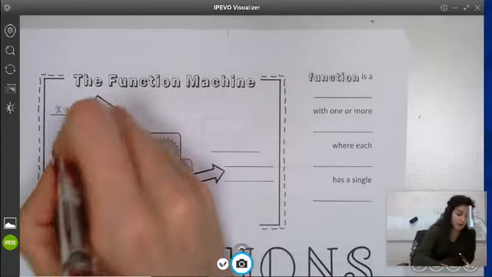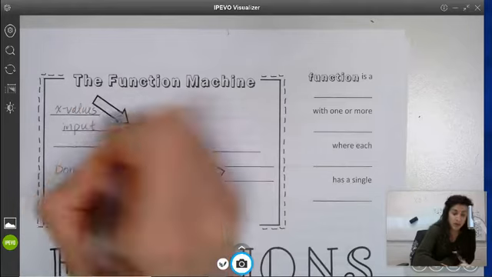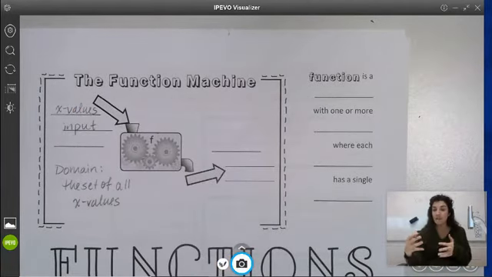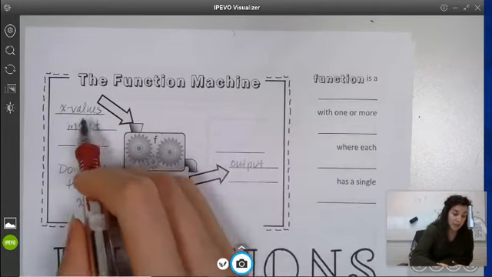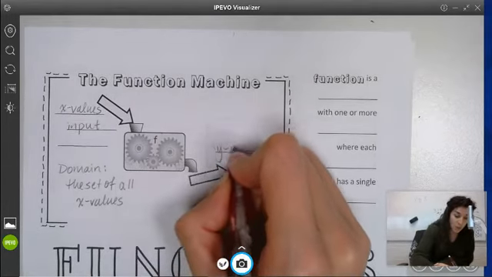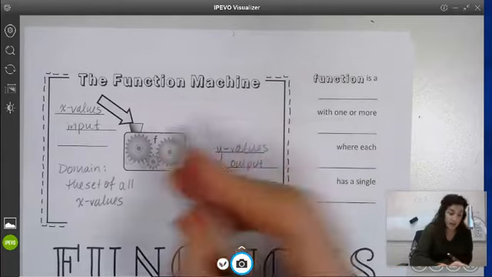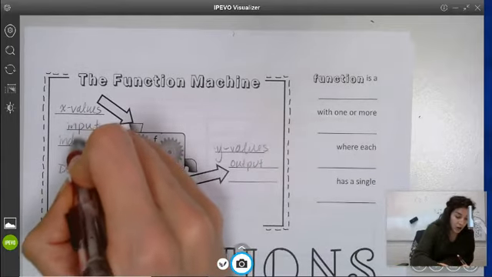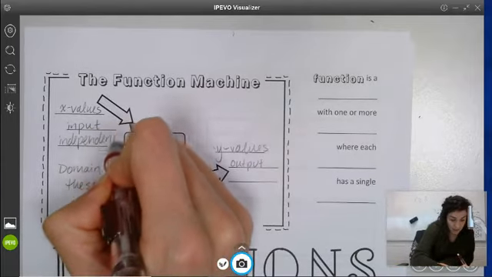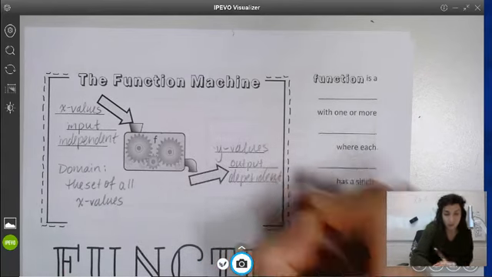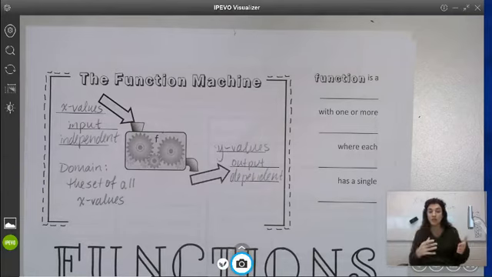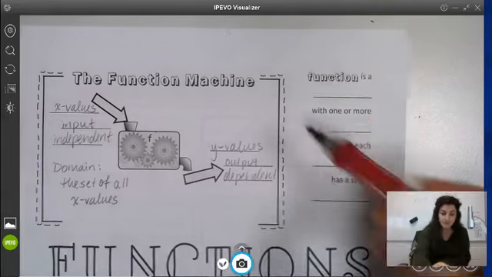Other words that we use for x values are input. We talk a lot about input versus output. We put in a value, what comes out is our output. We plug in x values and we get y values back. Your x value is called the independent variable, whereas your y value is the dependent variable because it depends on what you plugged into this machine, into this function, in order to give you a variable or a value back.